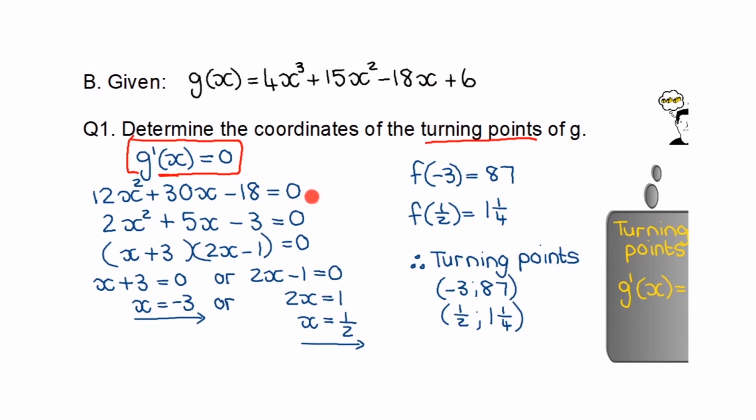to 0. I actually saw that 6 can divide into each one of those, so I simplified it, and then I factorized it. The one bracket must be equal to 0, or the other bracket must be equal to 0, which gave me x is -3 or x is a half. And then, to determine the coordinates, I have to take this -3 and substitute it into the original equation. So every x will be replaced with a -3, which gave me 87. The same, if I replaced every x with the other x value, half, I got an answer 1 1/4, which gave me these 2 turning points.